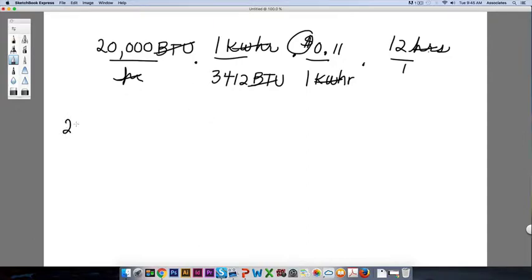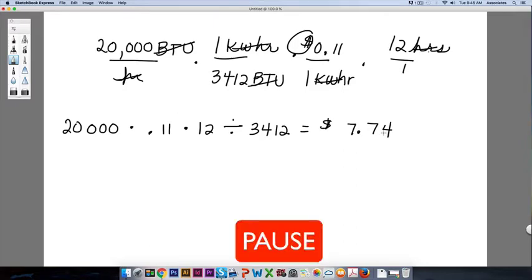So in my calculator, I take 20,000 times 0.11 times 12 divided by 3,412. Keep the label of money, and when we round it off to the nearest penny, it's $7.74. So pause if you need to double check, and I'll meet you back here in a minute.